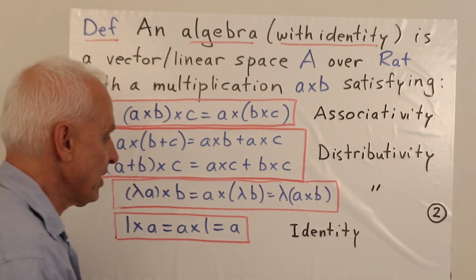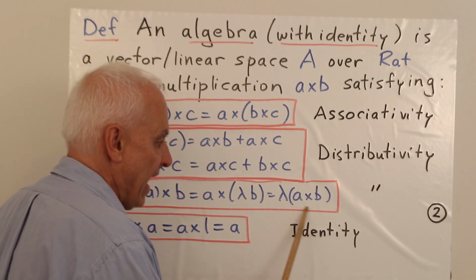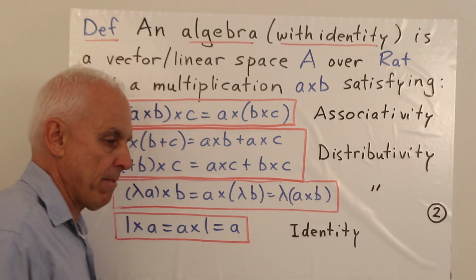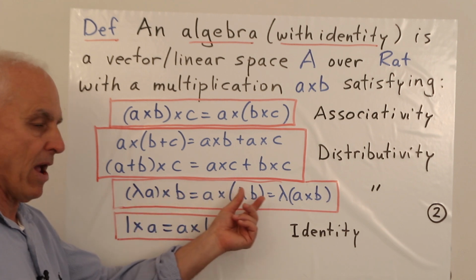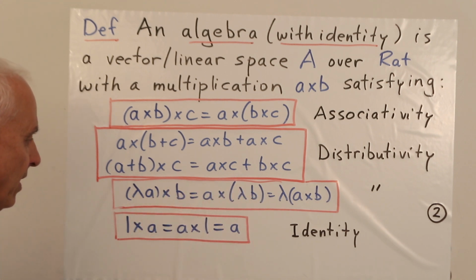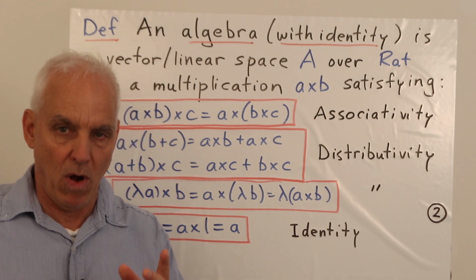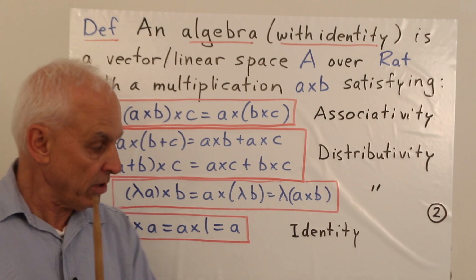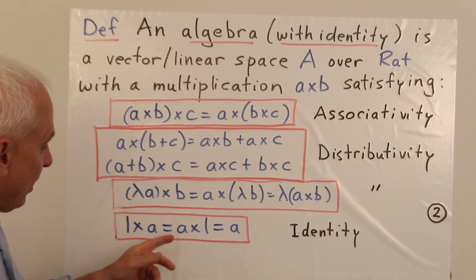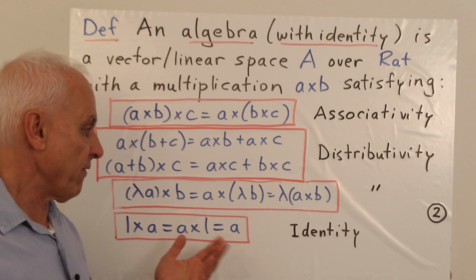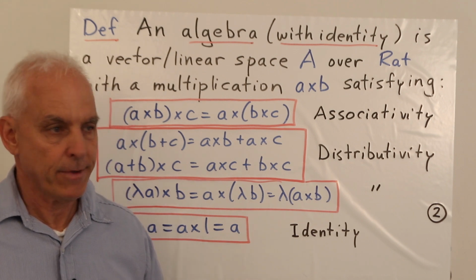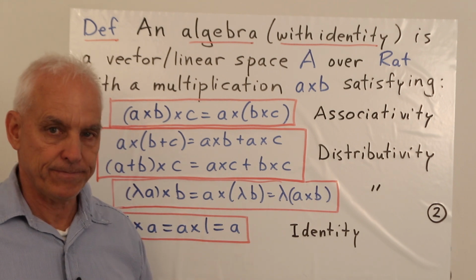And that's the same as what you get when you multiply A times B by lambda. So you can move these scalars around in the sort of obvious ways. And then there's the crucial property that there's an identity, and that means that this element 1, a distinguished element in the algebra, has the property that 1 times a equals a times 1 equals a for any a in the algebra. Okay, so that's an algebra.